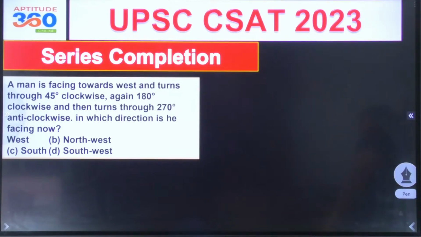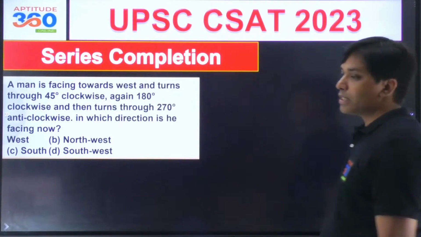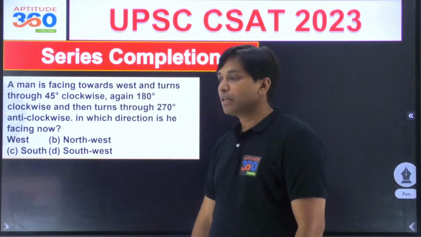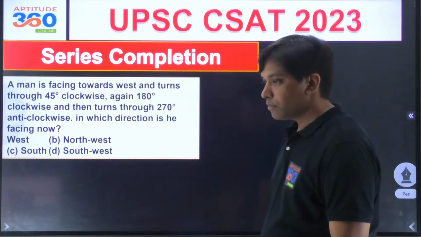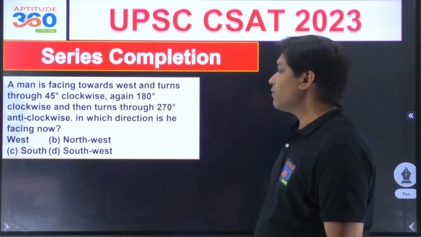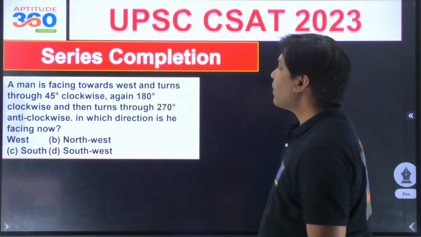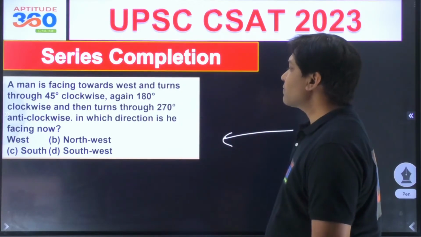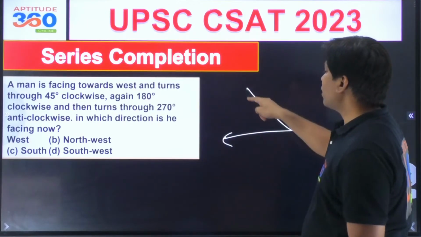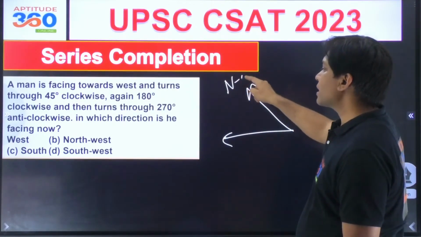Southwest. Prisha is getting southwest. Divya is getting southwest. Muskan is getting west. How come? Debashish, everybody is getting D. Let us see. A man is facing towards west. He is facing west. Turns 45 degrees clockwise. So what does this become? Northwest.